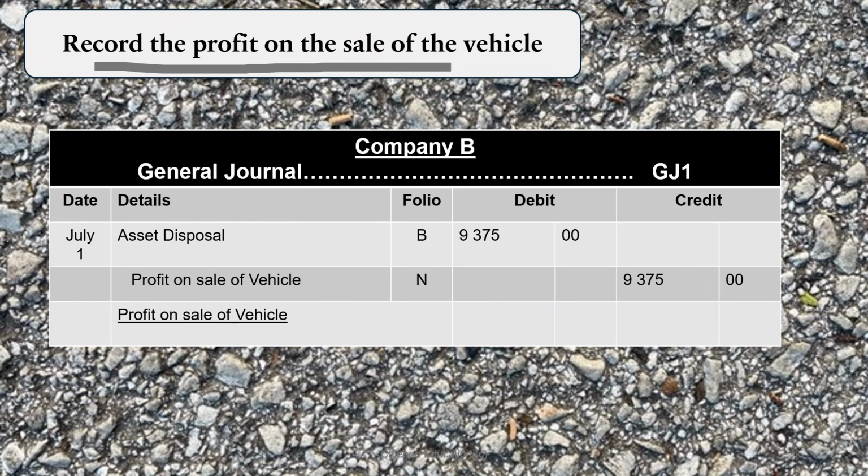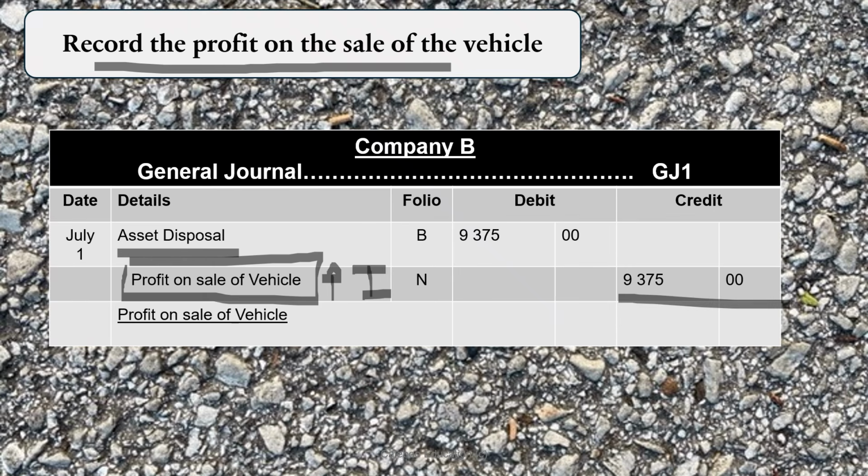Now we need to record the profit on the sale of the vehicle. So we are going to debit asset disposal. The way I remember this, if we made a profit from that quick calculation, profit is income, and an increase in income, the rule says credit. So I credit profit on sale of vehicle 9375. Then the other account must get debited, which is asset disposal. Remember, this 9375 is also the balancing figure in the asset disposal account. I will show that to you in a moment. So here I've recorded the profit on the sale of the vehicle.